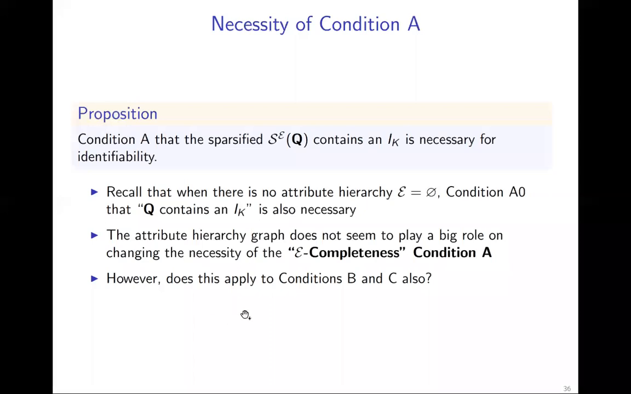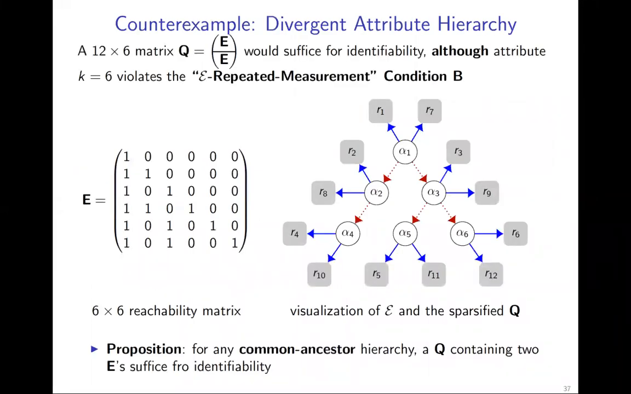However, does this also apply to conditions B and C? Originally, I thought this was the case and tried to prove it. But later, through careful derivation, I found it is not the case, and it's very interesting. So here's a counterexample. Recall that Leighton et al. 2004 specified what is called a divergent attribute hierarchy among the 6 attributes.